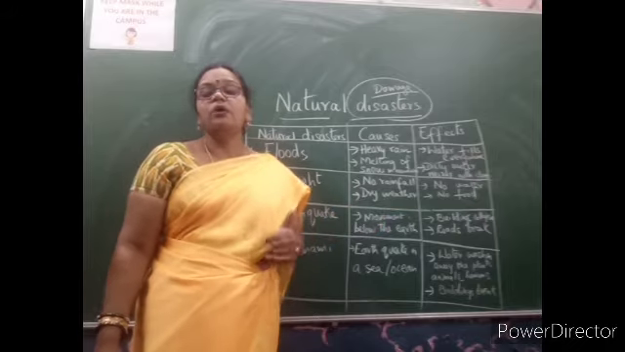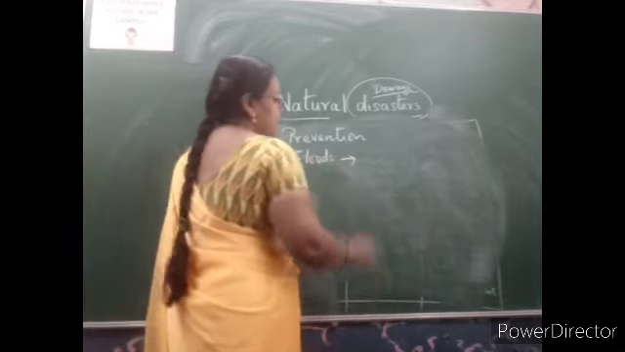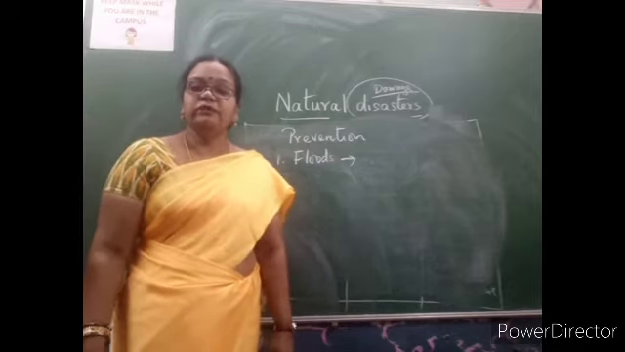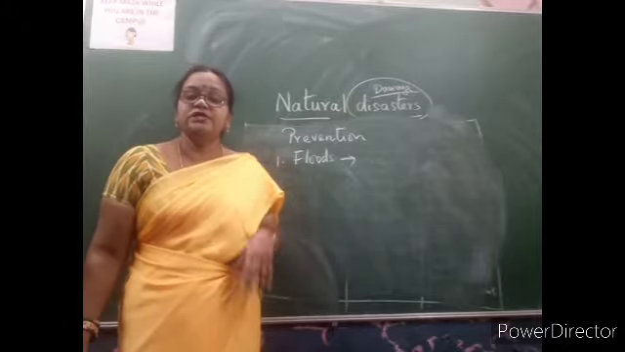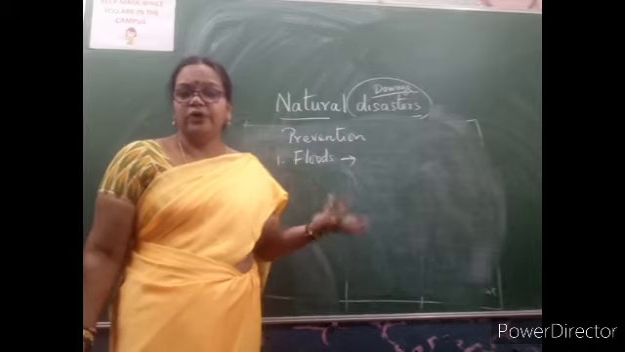Let us see now how we can prevent it. Let's talk about the floods. How can we prevent floods? Floods occur, you know, because of heavy rainfall. So when heavy rainfall happens, if we construct buildings surrounding the rivers and all water bodies, the water has to overflow into the city.